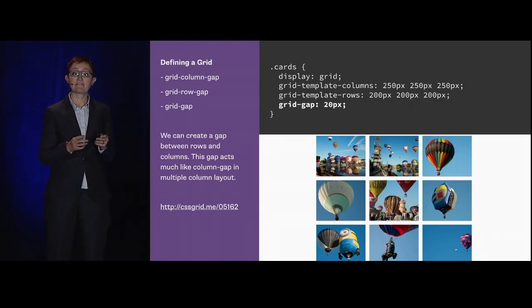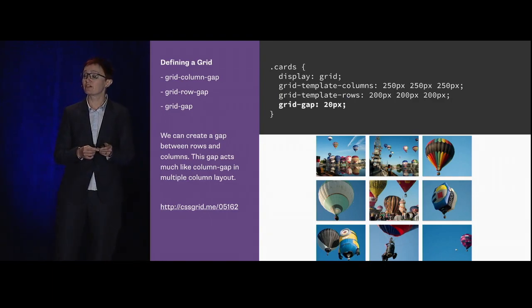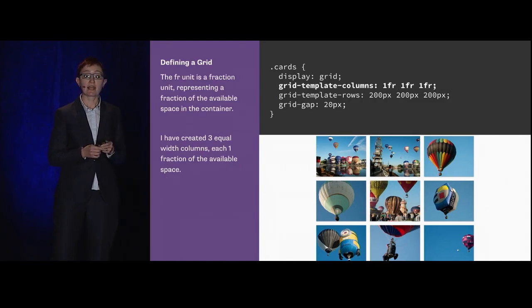Now I'm creating a fixed width grid here. I'm using pixels. But grid layout has been created for a responsive web. It allows for the creation of flexible grids really easily. And to do that, we've got this new unit, the FR unit. That's a fraction unit. It represents a fraction of the available space in the grid container. So if we've got 3 1-fraction unit tracks, then we've got 3 equal width flexible tracks.